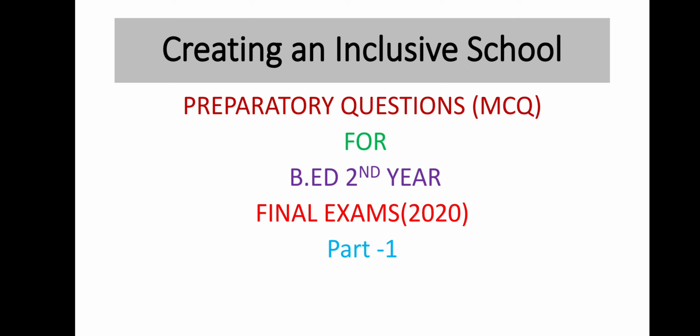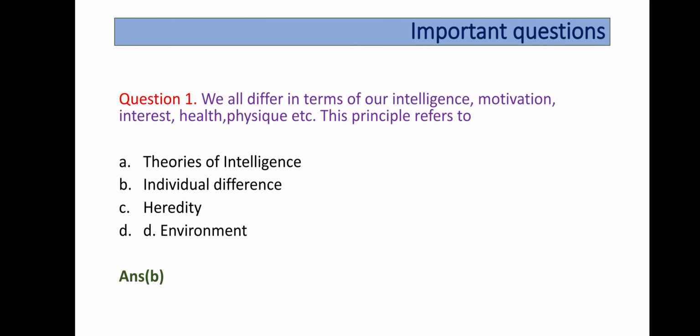For now, let's start with the first question, that is, we all differ in terms of our intelligence, motivation, interest, health, etc. This principle refers to option B, individual difference. So option B is correct.